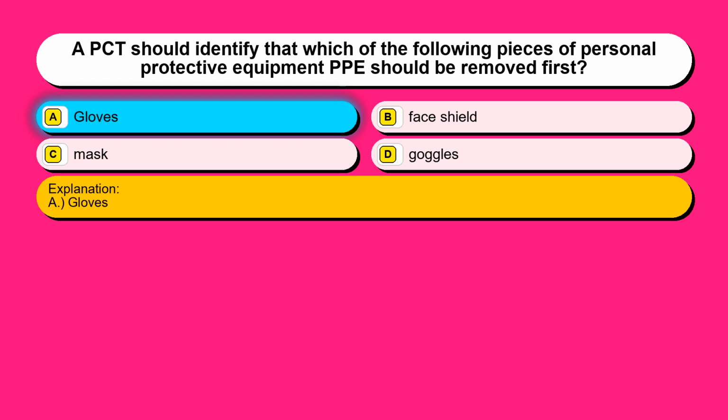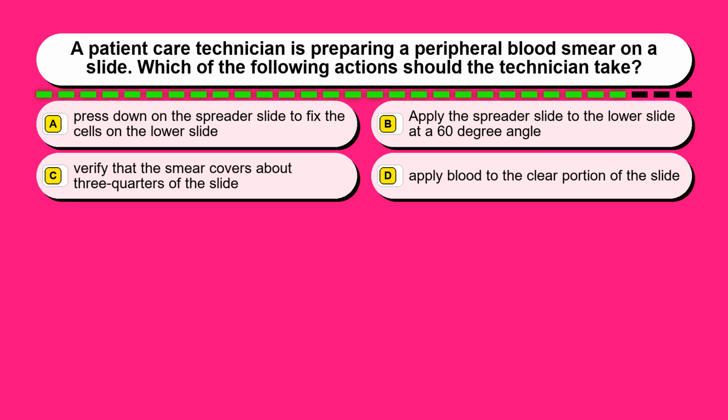Question 10. A patient care technician is preparing a peripheral blood smear on a slide. Which of the following actions should the technician take? Option A, press down on the spreader slide to fix the cells on the lower slide. Option B, apply the spreader slide to the lower slide at a 60-degree angle. Option C, verify that the smear covers about 3/4 of the slide. Option D, apply blood to the clear portion of the slide.